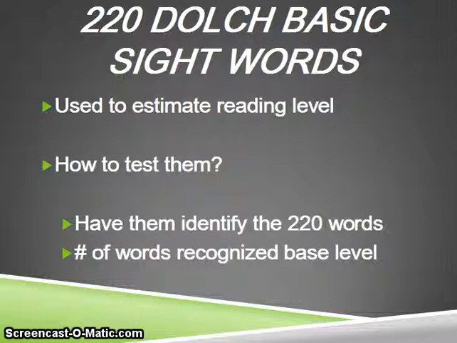Part 2 of 220 Dolch Basic Sight Words. Some may question too, why is this valuable to kindergarten word study? The Dolch test is used to estimate the child's individual reading level. How are they tested? They have to be able to read and identify some of the 220 words. How are they scored? The teacher takes the number of words that are recognizable by the child and bases their reading level on that number.